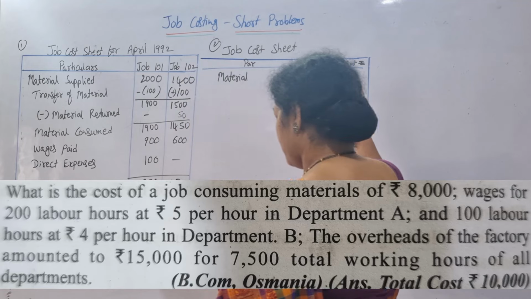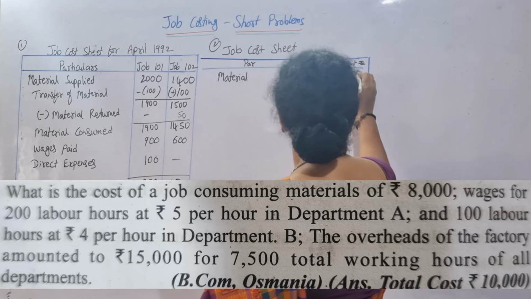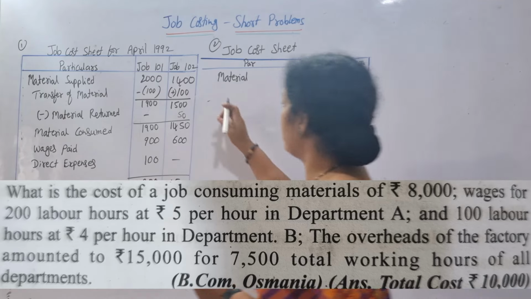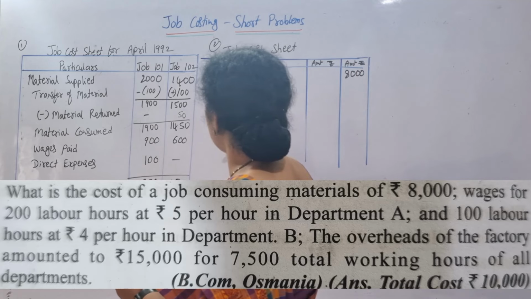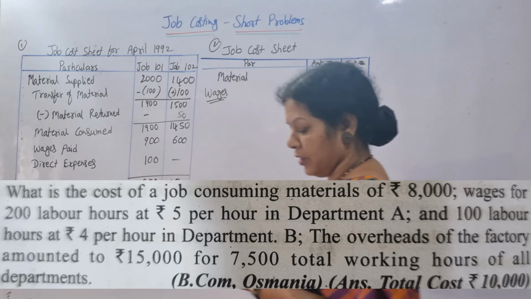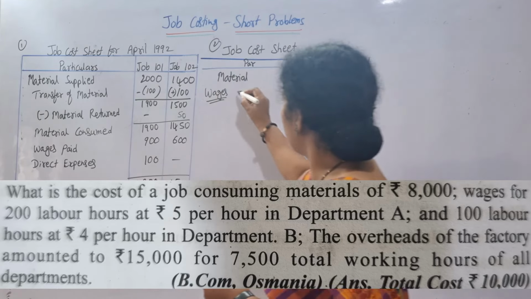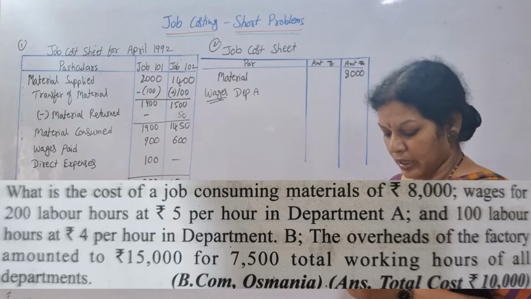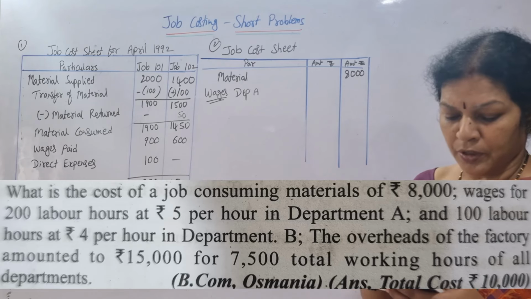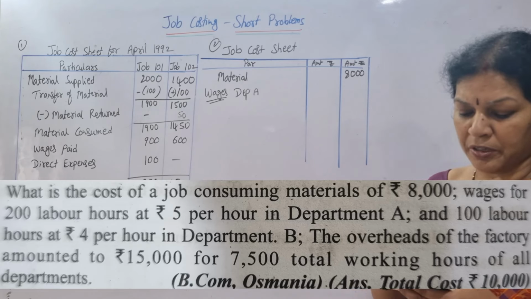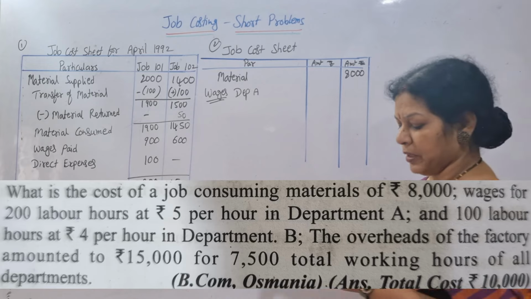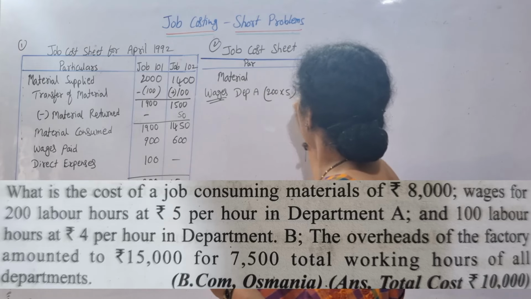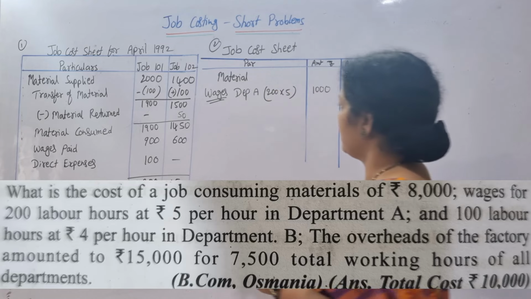Material is 8,000. Now wages we have to calculate. Wages, department wise it is given. Department A, how much? Wages for 200 labor hours at the rate of 5 rupees per hour for department A. 200 hours at the rate of 5 rupees comes to 1,000. Okay.